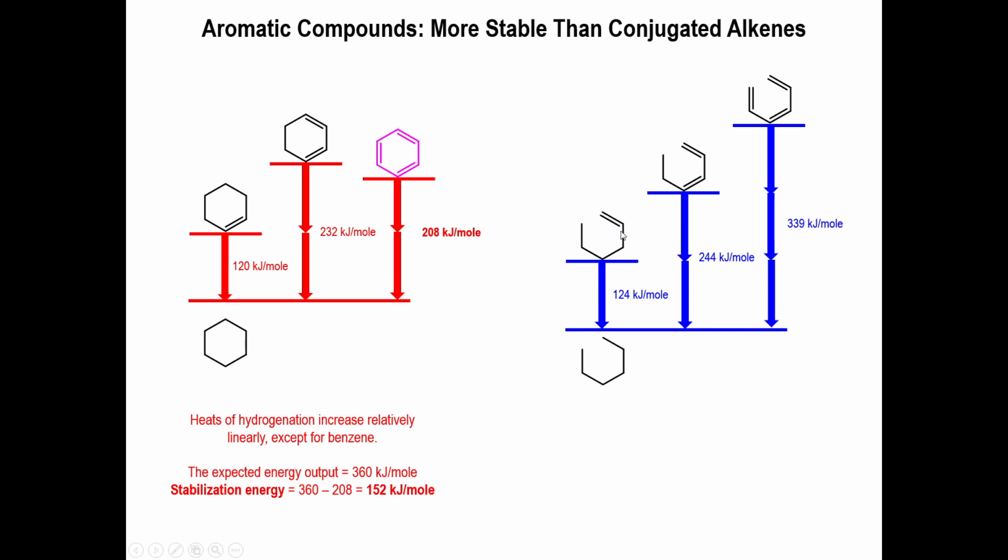So that basically shows right there that this was not a fluke. This is, in fact, showing us that there is extra stabilization within benzene. And it's all of it: the conjugation of the three double bonds and the fact that they're part of a six-member ring altogether. All those things have to come together to give us this extra stability.